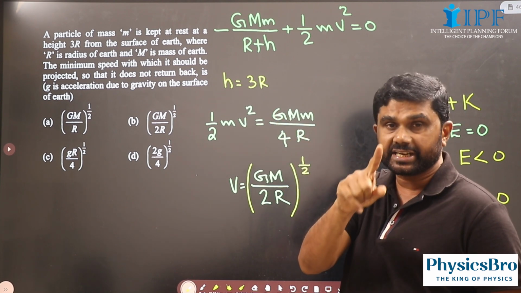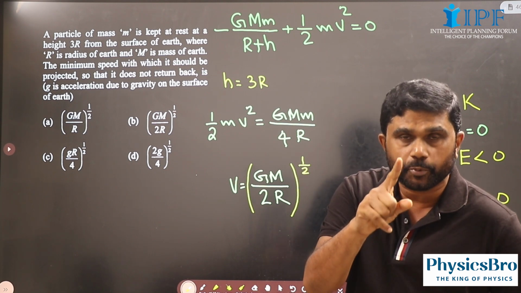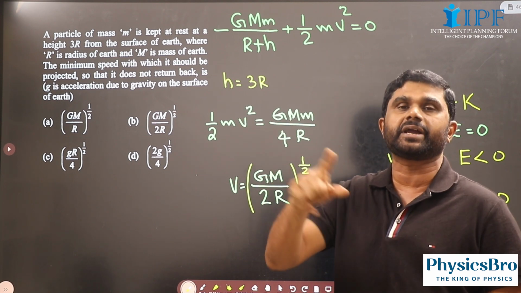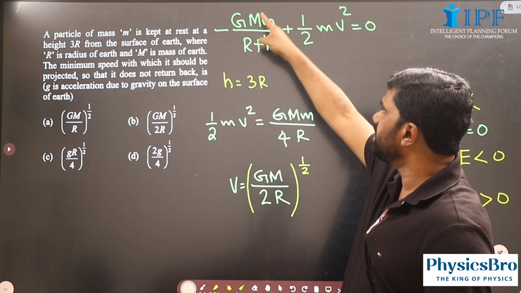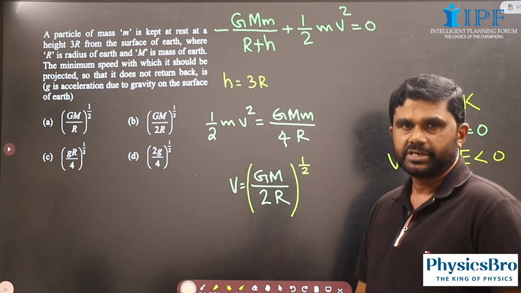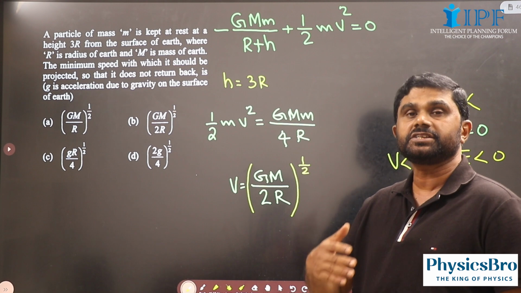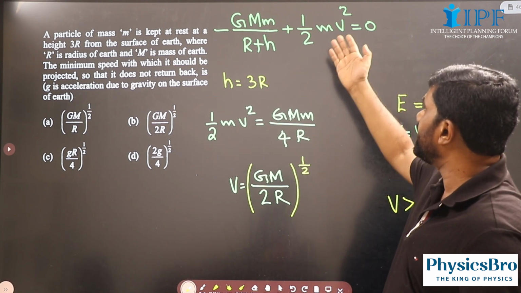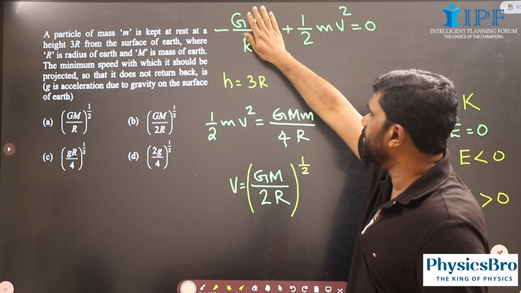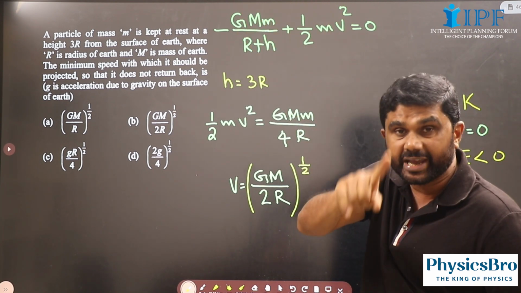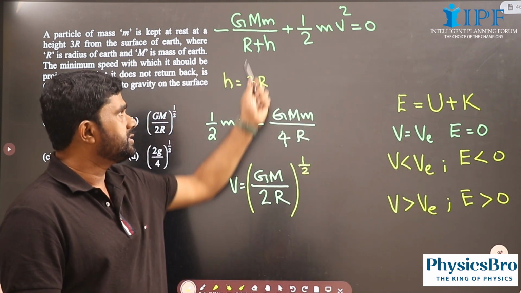When the body is at a height h above the surface of Earth, its gravitational potential will be minus GM by R plus h, and potential energy will be potential into mass, minus GM by R plus h into m. That is the gravitational potential energy at the initial position. And it is projected with a speed say v, that is the escape speed. Half mv square will be the kinetic energy. So kinetic energy plus gravitational potential energy, that is the total mechanical energy, must be equal to 0 because it is the escape speed.